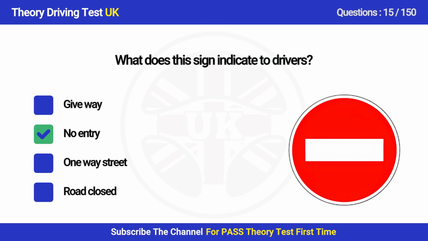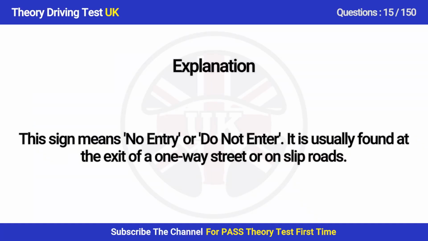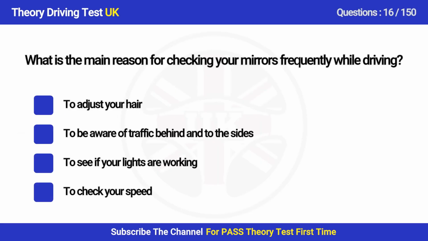Answer is B. No entry. This sign means no entry or do not enter. It is usually found at the exit of a one-way street or on slip roads. Question 16. What is the main reason for checking your mirrors frequently while driving?